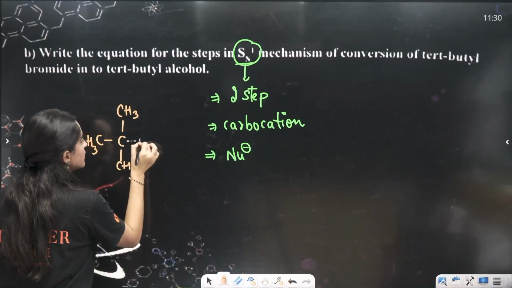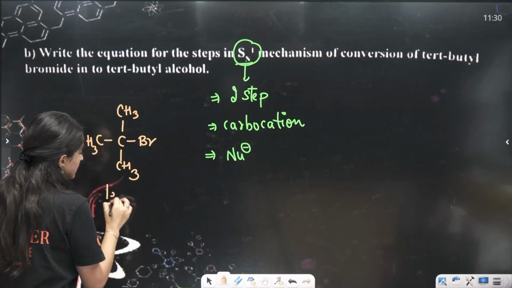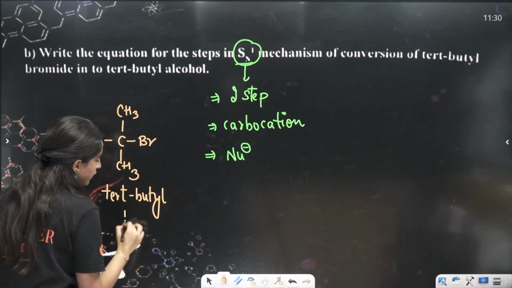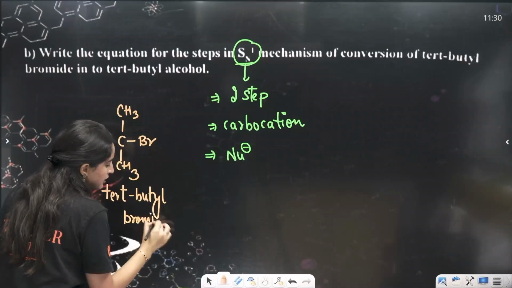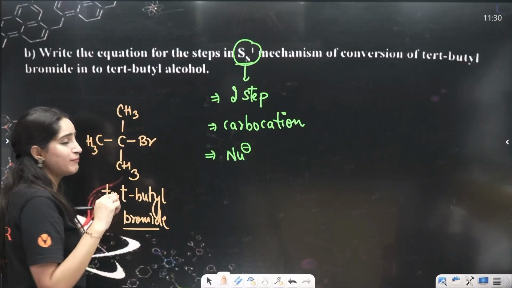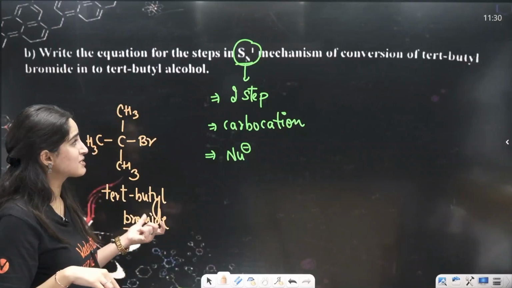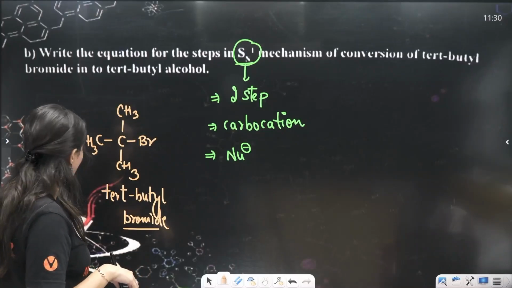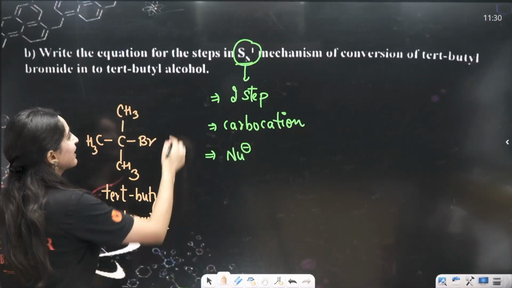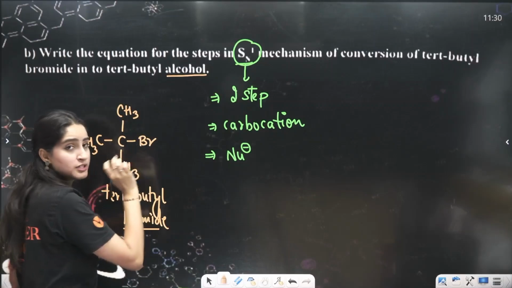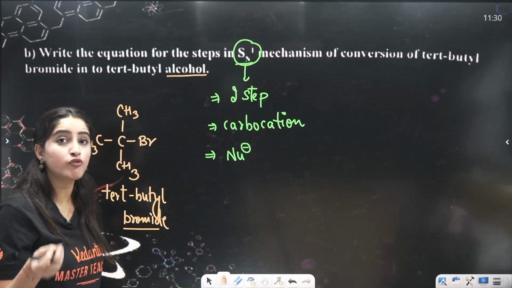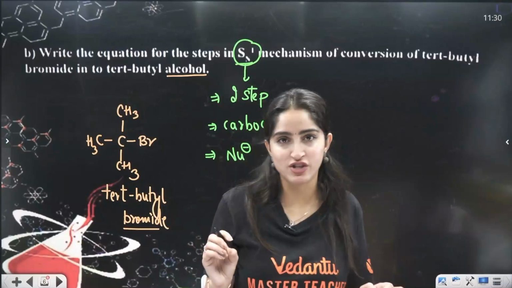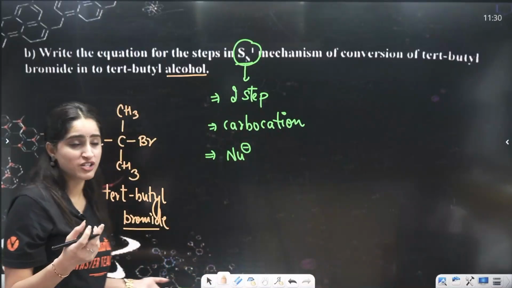As you can see here, this is your tert butyl bromide. Now, you have to eliminate Br with the help of an SN1 reaction. So, let us see, you have to make it alcohol. That means here, instead of Br, there should be an attachment of OH. That means the nucleophile is going to be OH here, right? So you can use KOH.